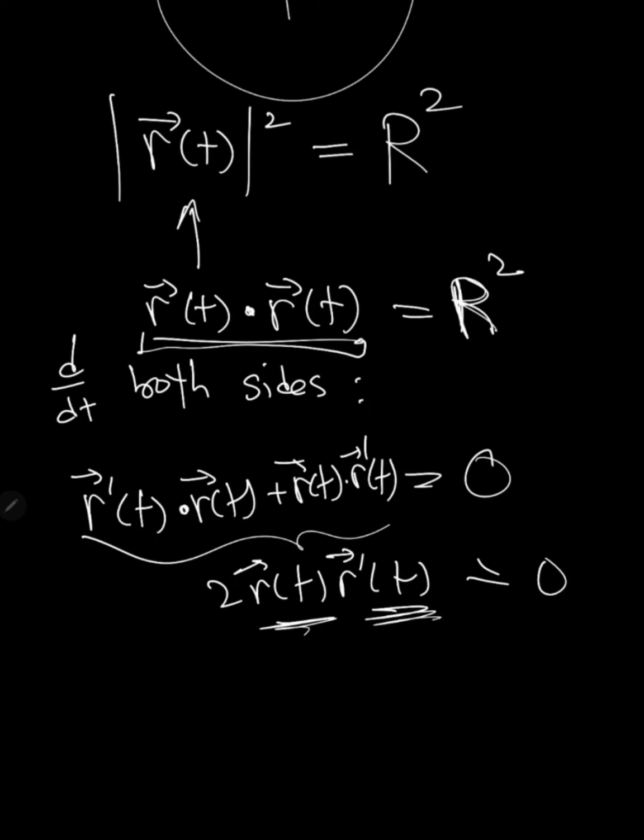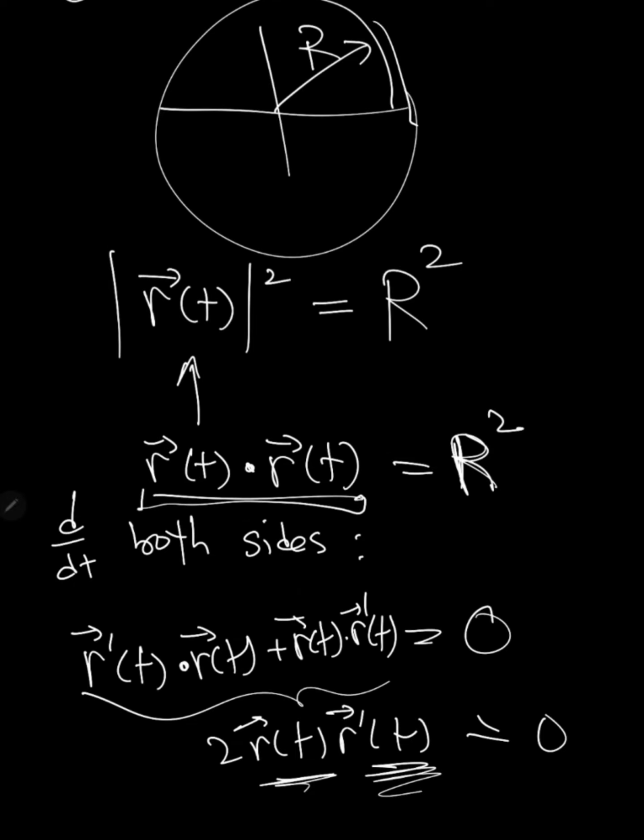And so r of t is always perpendicular to r prime of t when you're moving in circular motion, right? No matter what parameterization I'm doing, as long as I'm moving in circular motion. So I could be speeding up, I could be slowing down, it doesn't matter.